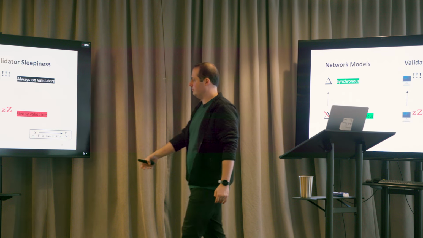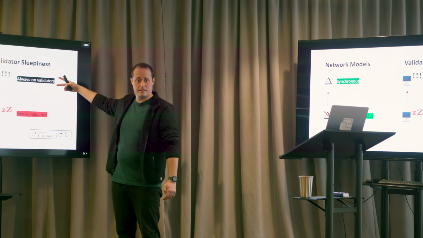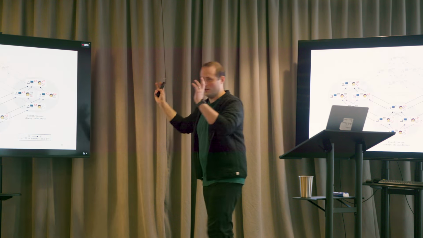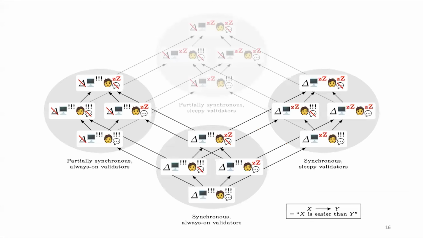Again, this setting is harder than this setting, and this setting is harder than that setting. And so overall, we get 16 different models, and we characterize the achievable region for all of them. Okay.